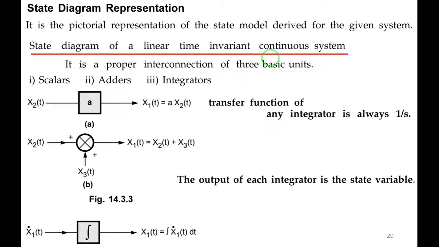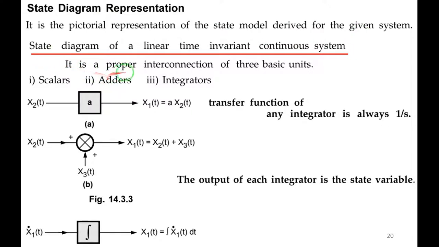The next, state diagram representation. It is a pictorial representation of the state model. What is the state model? The state model consists of the state equation as well as the output equation, both the state differential equation x dot of t and the output equation y of t. They are functions of both the state variable as well as the input. So the pictorial representation of the state model, we call it a state diagram for the given system.